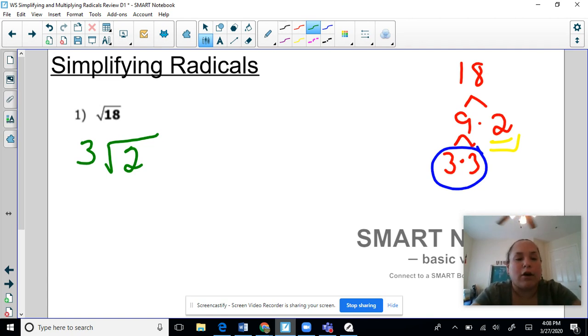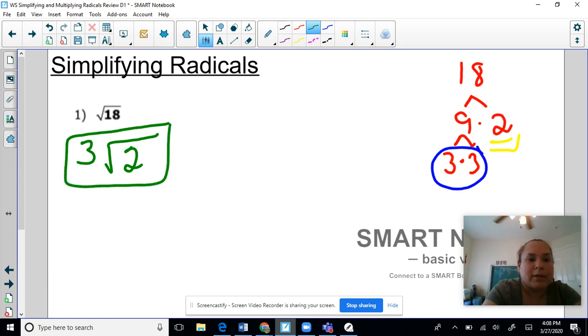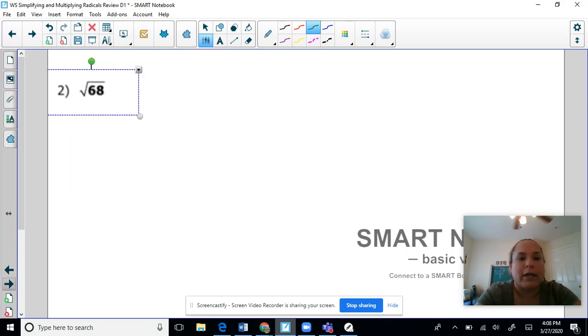Now, our final result ends up being 3 square root of 2. What this means is that the square root of 18 is equal to 3 square root of 2, and this is its simplest radical form. We've actually simplified the radical to smaller numbers. Let's go ahead and try another problem.